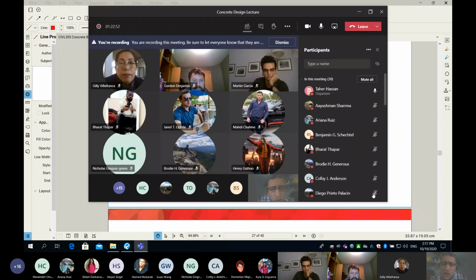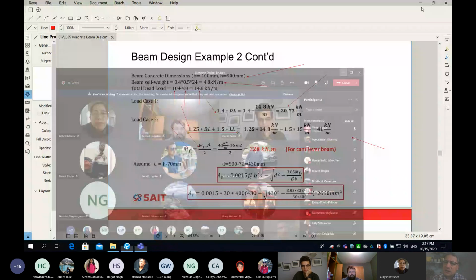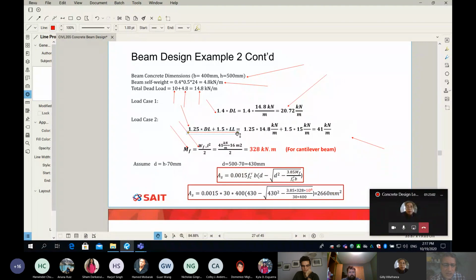Where did we get those? It's from the building code. The building code completely defines the load combination as we did back then. So all you have to do is apply a very simple equation: 1.25 times 14.8, which is the total dead load, plus 1.5 multiplied by 15, so you get 41. Now let me ask you, in one load case your beam will be subjected to 20.72, and in another load case the beam will be subjected to 41 kilonewton per meter.